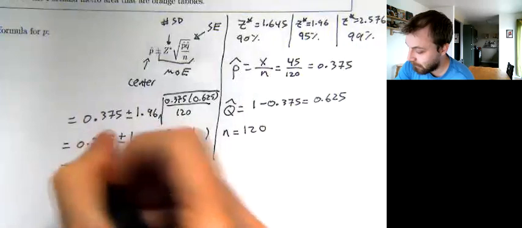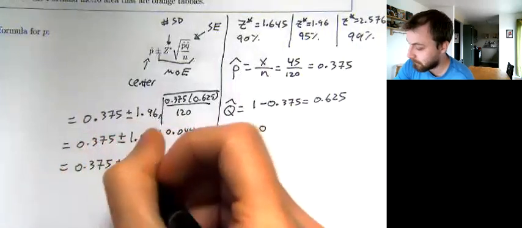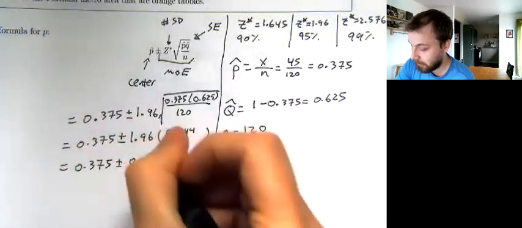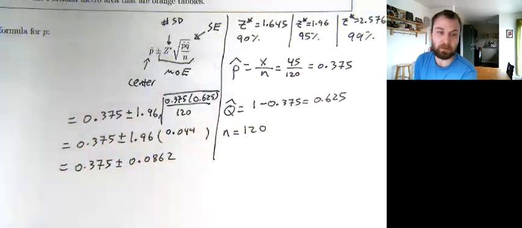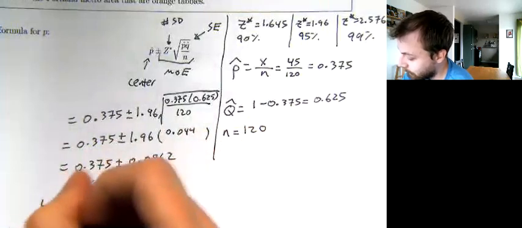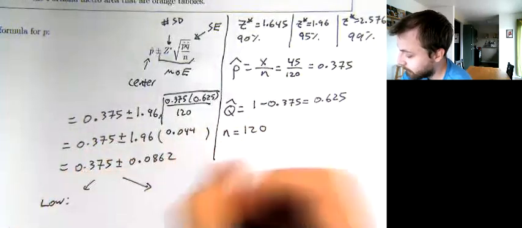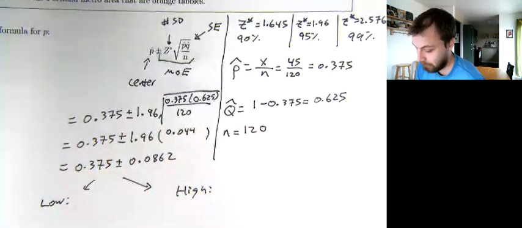So I estimate that 37.5% of cats are orange tabbies, give or take a margin of error of 8.62% or so. If I type this in once with the minus, I'll get my low value. If I type this in again with the plus, I'll get a high value. I'm going to go ahead and do that.